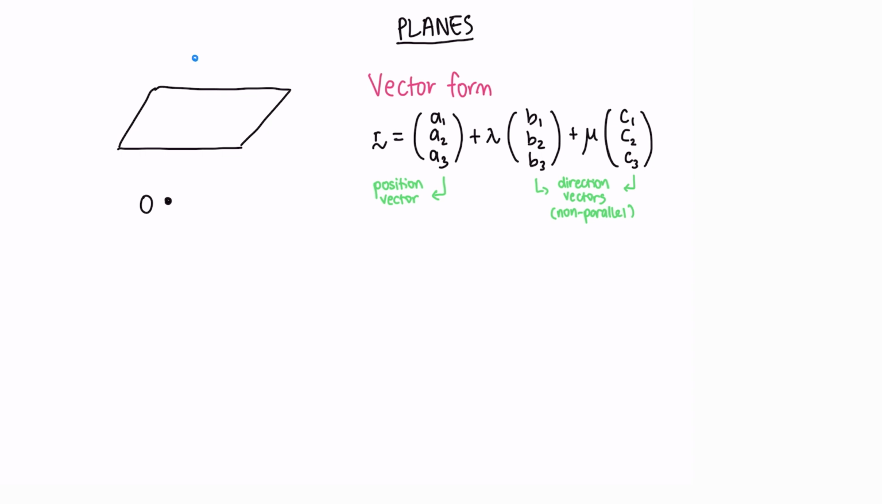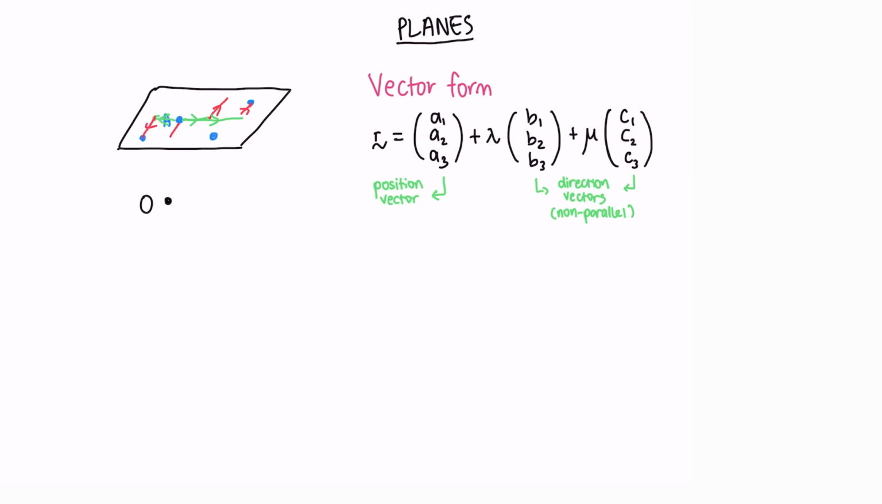Similar to what we did for a line, where we have O, and we have this line, and we found a position vector for one of the points on the line. So for planes, I'll find a position vector for one of the points on the plane. And then, instead of having one directional vector, we have two directional vectors. Let's say we have this directional vector in green and directional vector in red. Any scalar multiple of these directional vectors can find us any point on this plane.